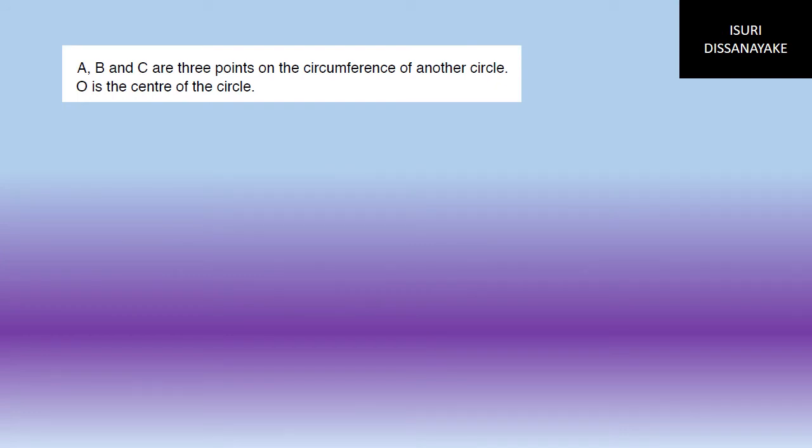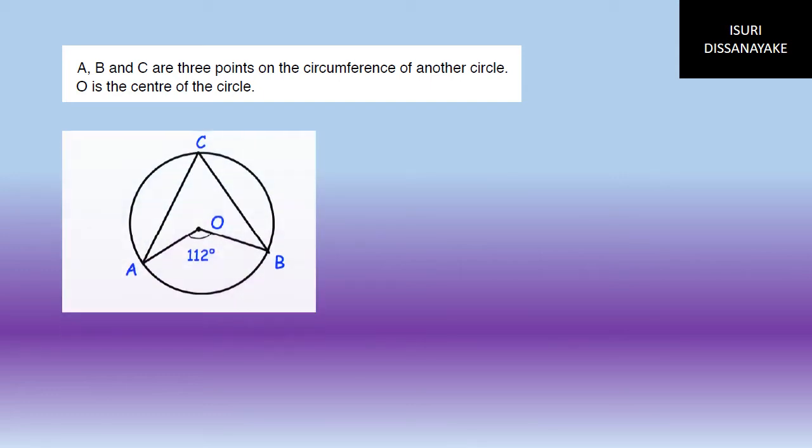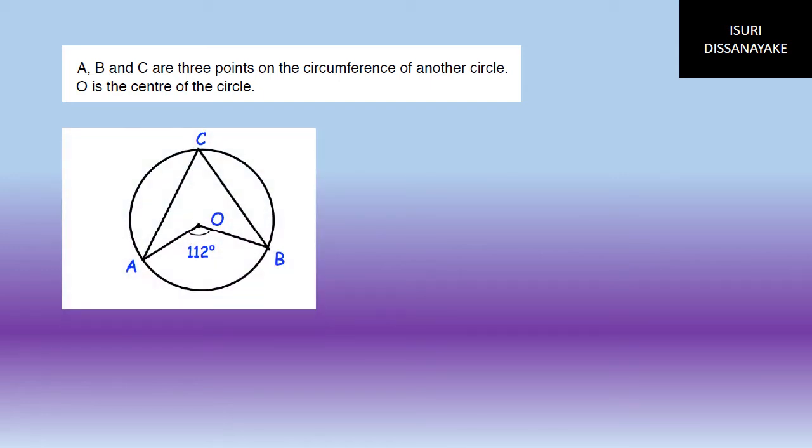A, B and C are 3 points on the circumference of another circle. O is the center of the circle. So you can see the image. One angle is created to the center O and the other angle is created at the circumference C. And both the angles are created with the arc AB.